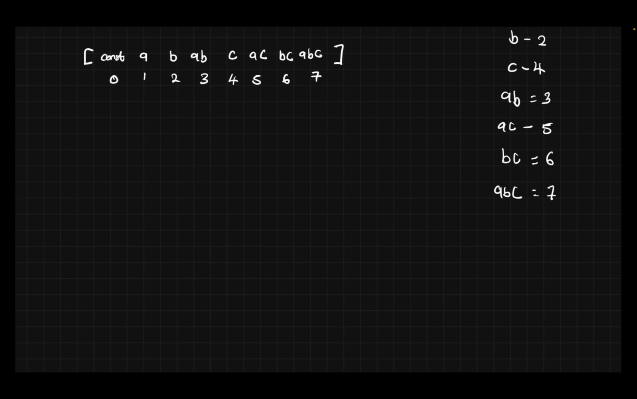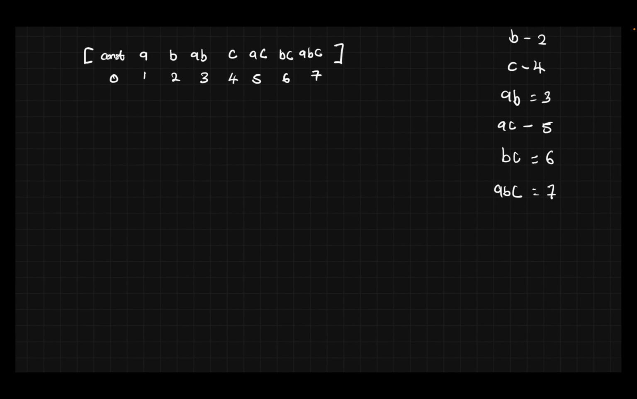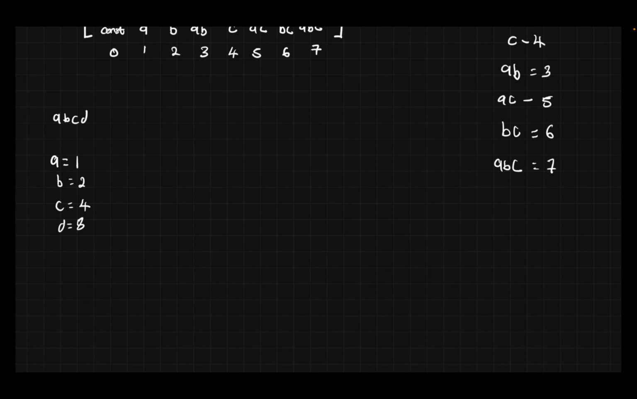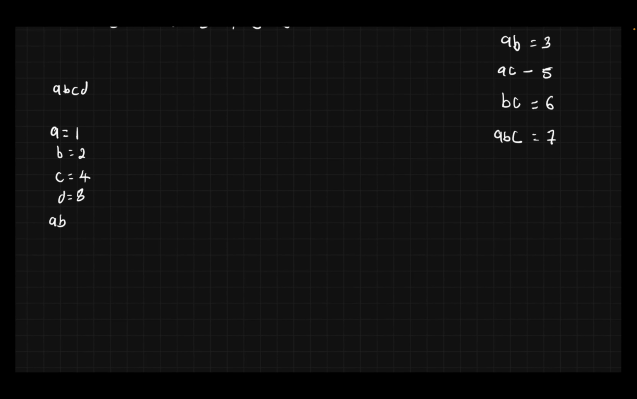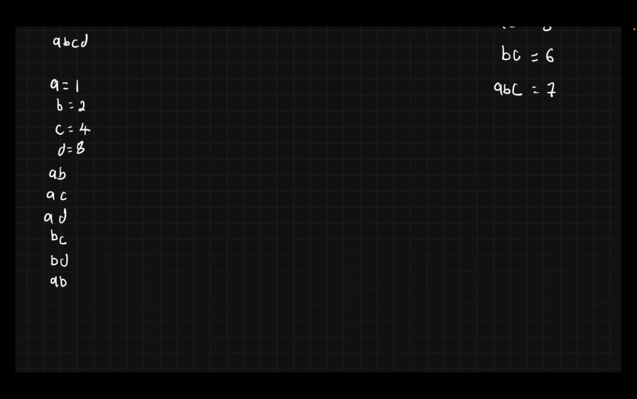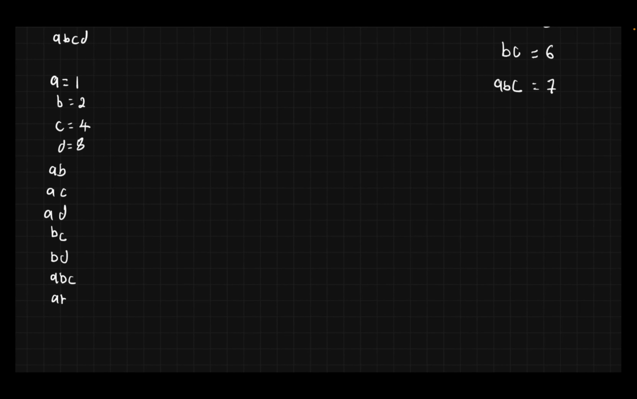So let's do it for A, B, C, D. What we'll do is start with A. A is what? B is what? C is what? D is what? So these are the things that we'll use. Then all we need to do is write out all the other ones. So that's what? I think AB, AC, AD, BC, BD. See, this is what you wanted us to do. ABC, ABD. What else? ACD.